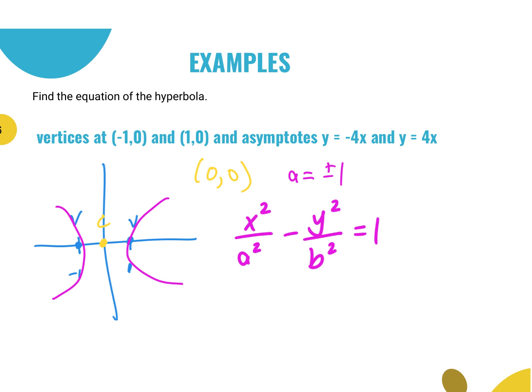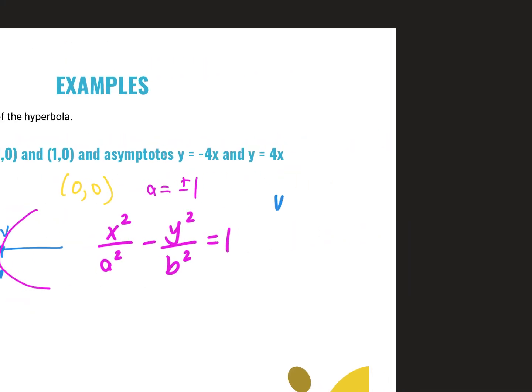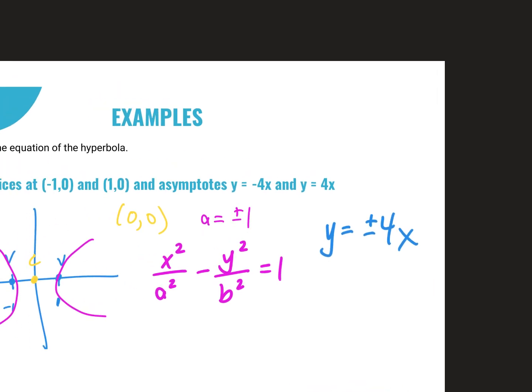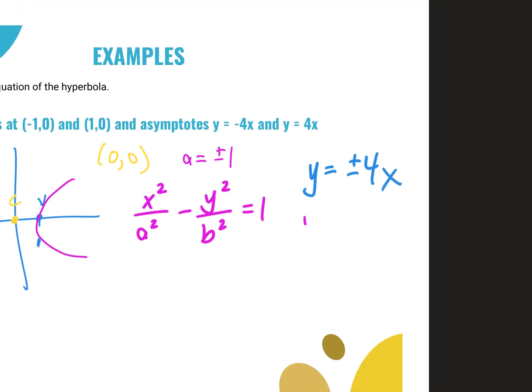Did they give me a point that this passes through? No, they didn't give me a point. They didn't say a point passing through. What did they tell you? They told me that the asymptote is plus or minus 4x. Why is that helpful to us? What kind of a hyperbola do I have? It's horizontal. What's the equation of the asymptote that's horizontal? Y equals what? B over A.